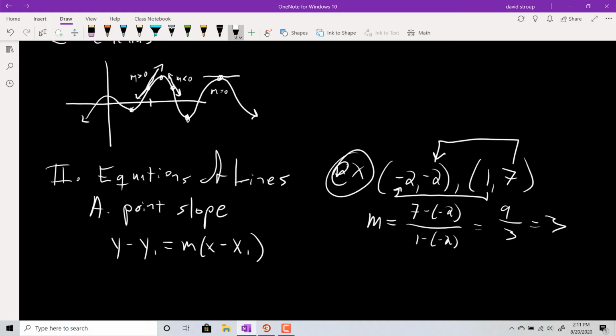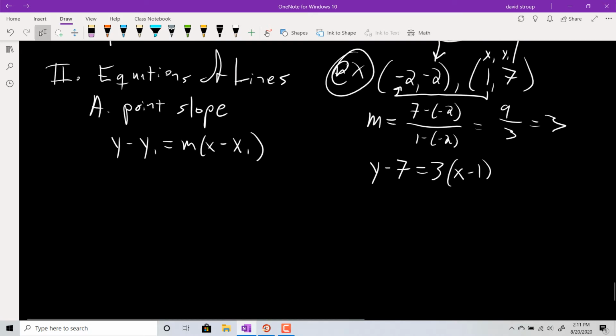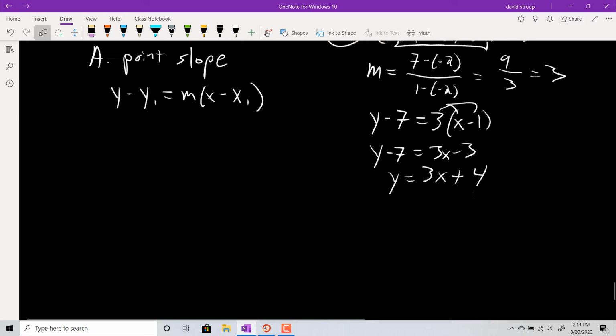And then we plop stuff. We have 2 points. We only need one of them. I'll take the 1, 7, the one without the negative. So I have y minus 7. So this is my x1, this is my y1, equals 3, the slope, times x minus 1. Okay, and then I just solve that for the equation I want. So y minus 7, I'm going to distribute this 3x minus 3. So y is 3x, negative 3 plus 7 is plus 4. And there's my equation.